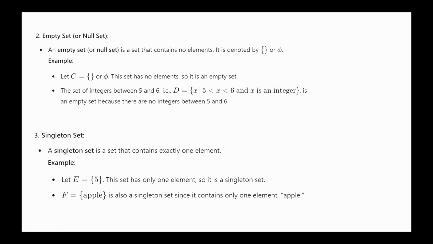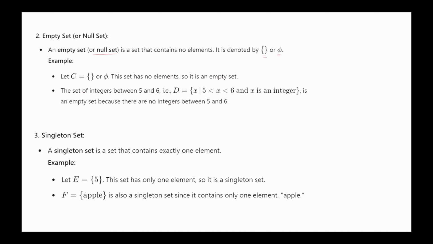Now talking about an empty set, as we discussed earlier, a set which has no elements in it is also known as a null set. An empty set is denoted by either curly brackets with no elements in it or simply by a phi sign.